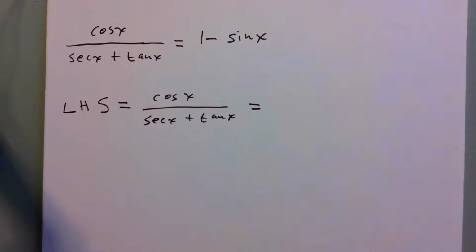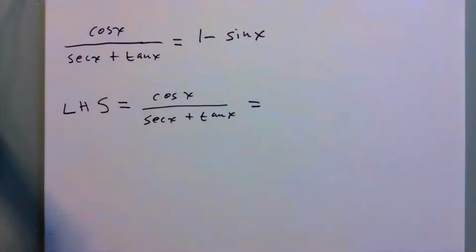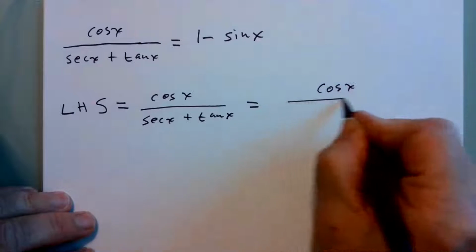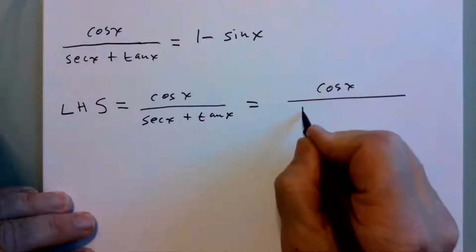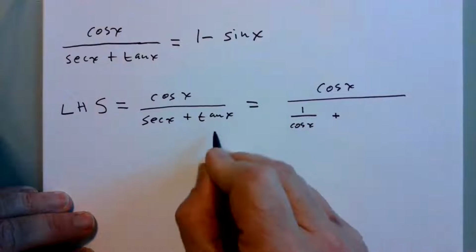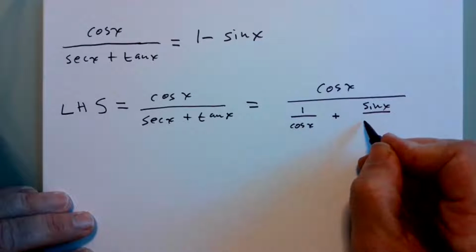Show that cosine x divided by secant x plus tangent x equals 1 minus sine x. And one of our strategies is going to be to convert everything to sines and cosines. So what I'll get upstairs is cos x. Secant x is 1 divided by cosine x. Tangent of x is sine x divided by cosine x.